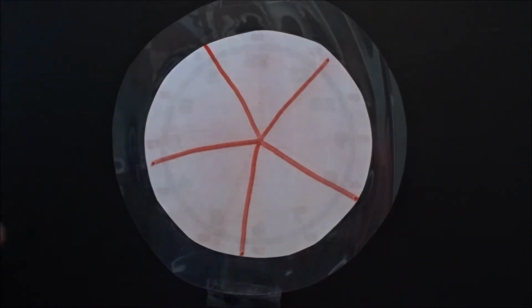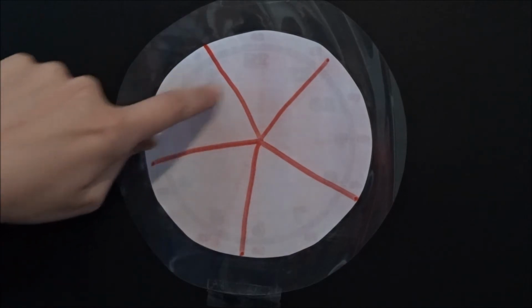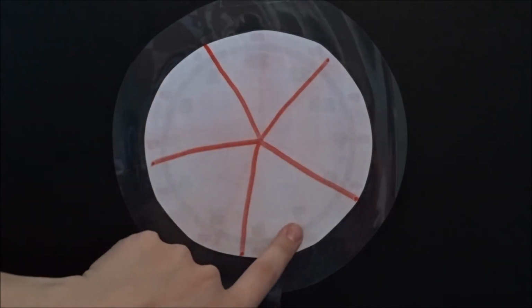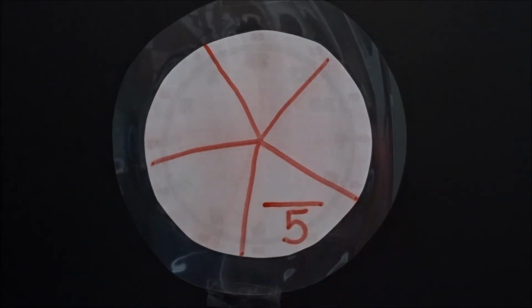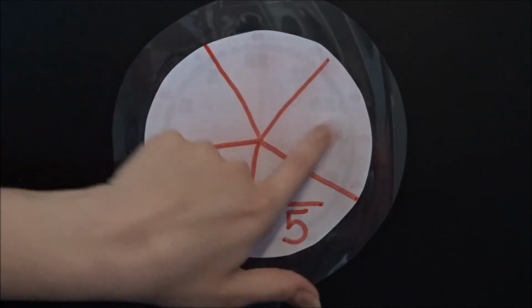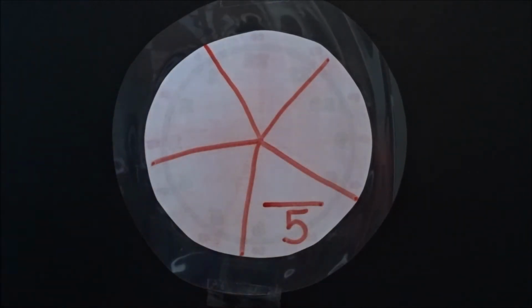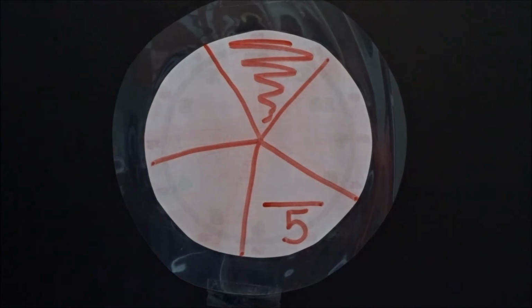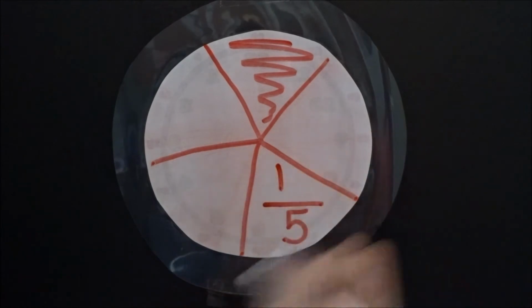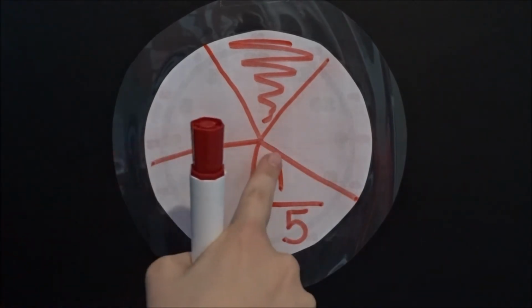There we go. All right, so we have 1, 2, 3, 4, 5. So that means that our bottom number is going to be 5, because there's 5 total potential parts that we could be looking at in order to make the whole. Now, if we were to eat this piece of pie right here, what would we write up top? If you said 1, you'd be right, because we ate 1 piece of pie.